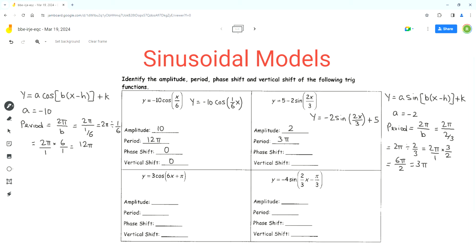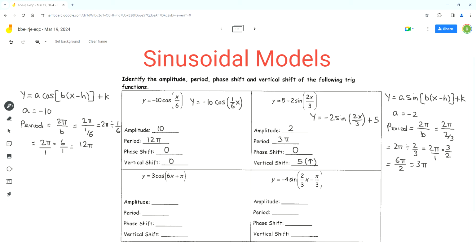Now the phase shift. So phase shift is the h value. Now there is no term being added or subtracted to x in the parentheses. So that's why the phase shift is 0. And the vertical shift is the k value. Now in this case, 5 is being added to the sine term. So the k value is 5. So the vertical shift is 5 units in the upward direction because 5 is a positive number.